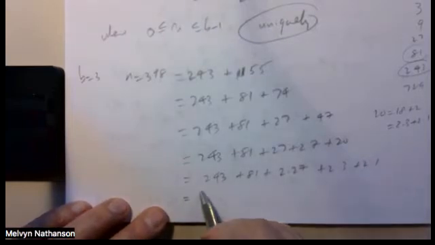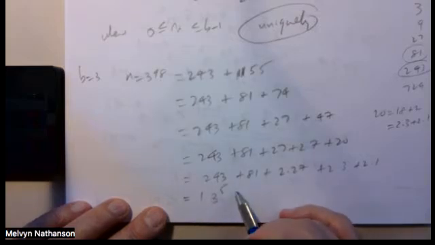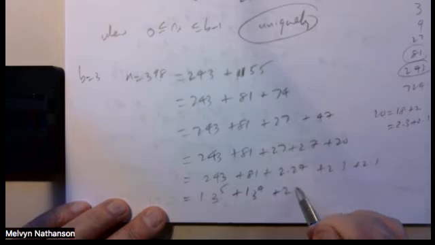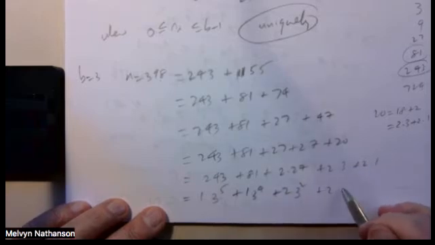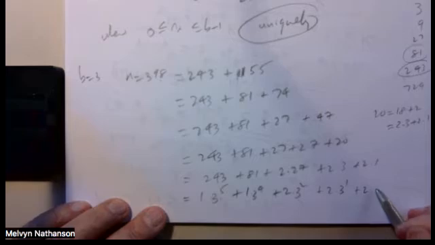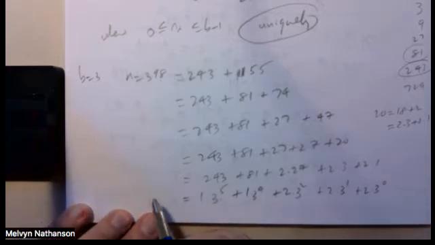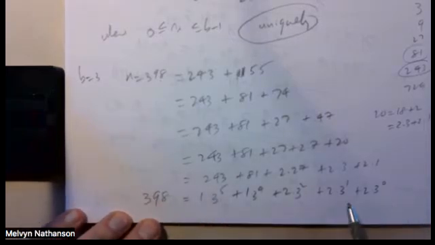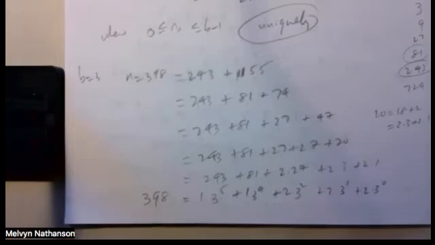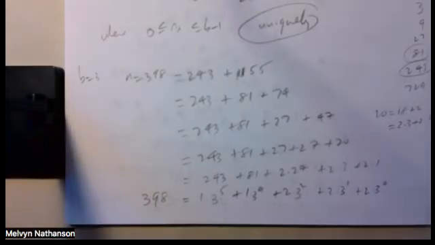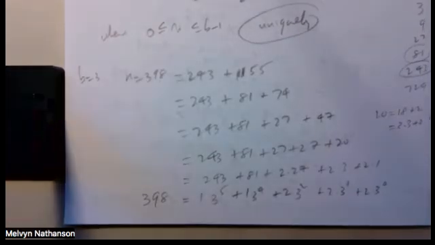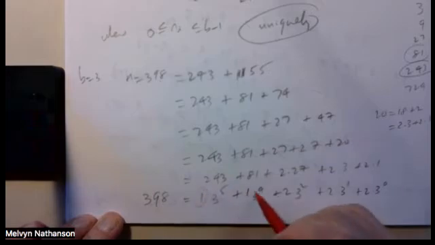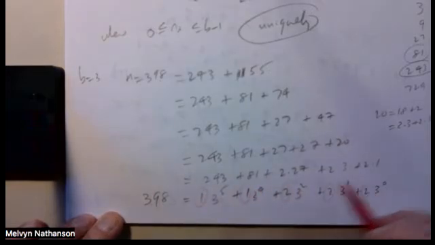So this is 1 times 3 to the 5th plus 1 times 3 to the 4th plus 2 times 3 cubed plus 2 times 3 squared plus 2 times 3 to the first power plus 2 times 3 to the 0. This is 398 written to base 3, and the coefficients of the powers of 3 can only be 0, 1, or 2, and we have 1s and 2s.